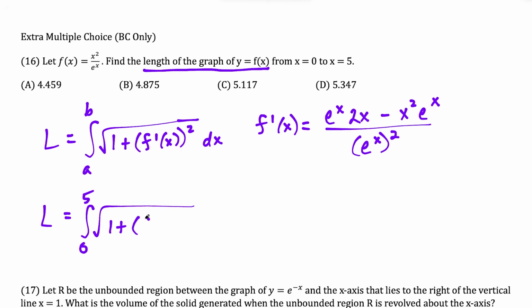So I'm just going to say 1 plus f prime of x squared. We'll just make that a little bit neater. So we have 1 plus f prime of x squared. So now we just close this out, dx, and then we could use the calculator.